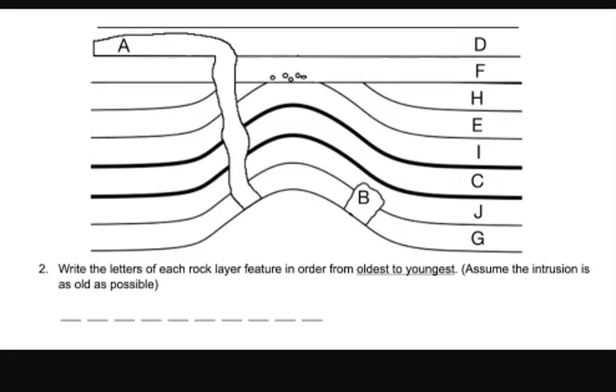Now, in order for B to do that, and for it to be the oldest as possible, J and G had to be there first. Remember when we talked about the law of superposition, we had the winds and the storms and the floods and the droughts, and all these layers laying on top of each other. The oldest layer is going to be at the bottom. The youngest layer is going to be at the top. So the oldest layer in this drawing is going to be G. Then it's going to be J. Then B is going to come along and cut through them for it to be the oldest.